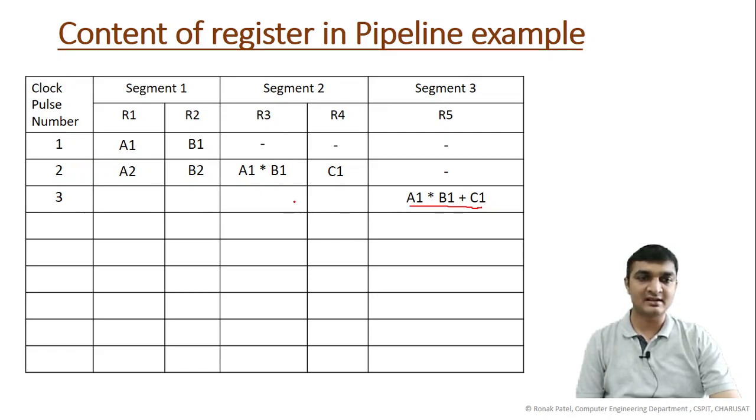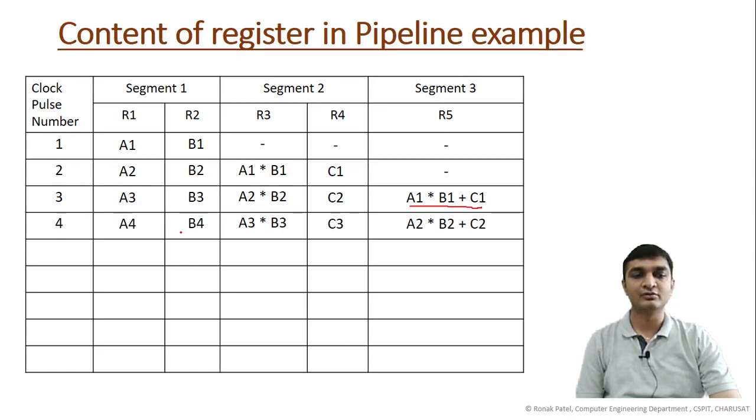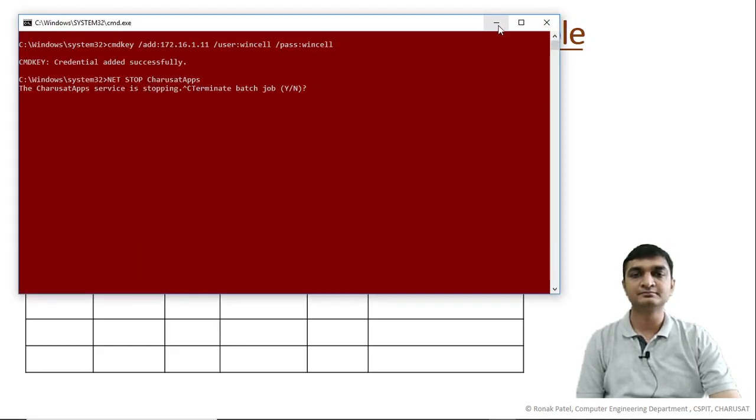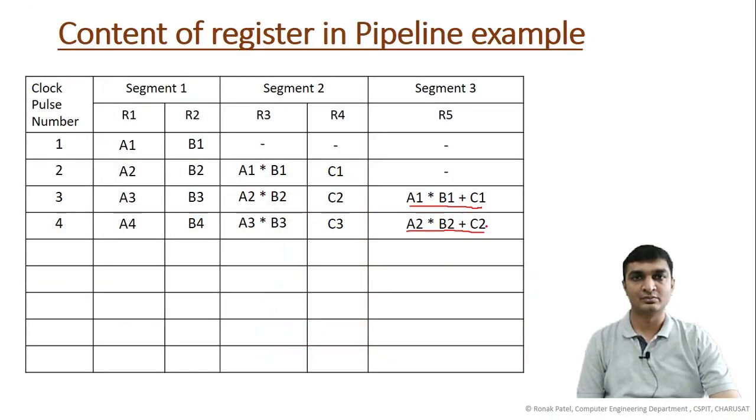At the same time, in segment 2 what will happen: a2 and b2 are now loaded, so it will perform this a2 b2 multiplication, and c2 will be loaded into r4, and here it will load a3 and b3. Now in the fourth clock pulse, this will go here, this will go here, and next is a4 b4. So in the fourth clock pulse you will get the result of a2 multiplied by b2 plus c2.